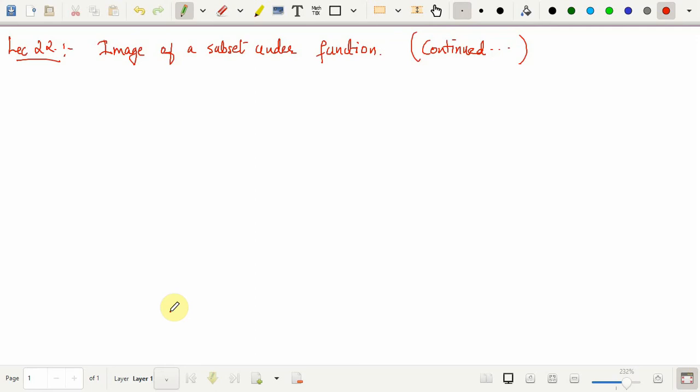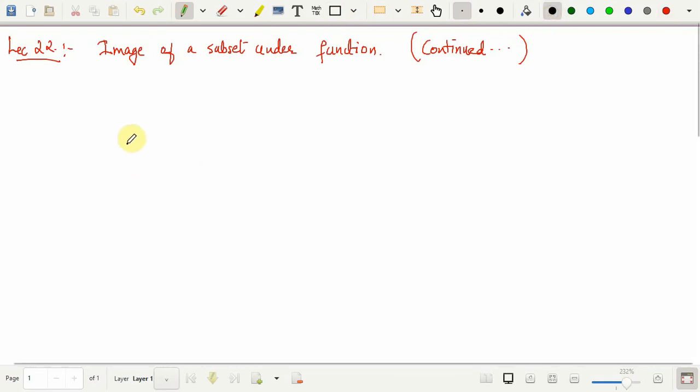Welcome back. This is lecture 22, and in this lecture we will discuss the remaining properties of image of a subset under a function. So let's discuss the remaining properties. Before that, let's try to recollect what we have seen in the previous lecture.